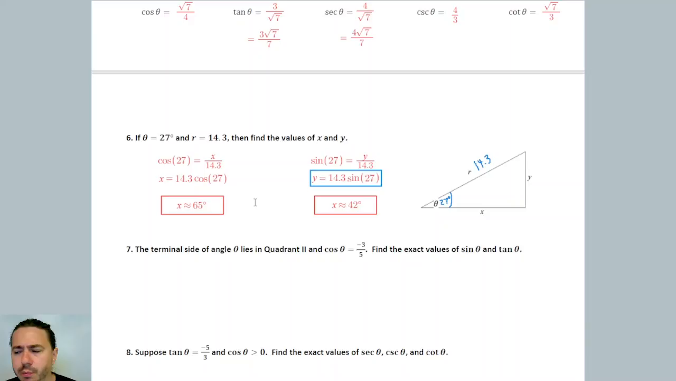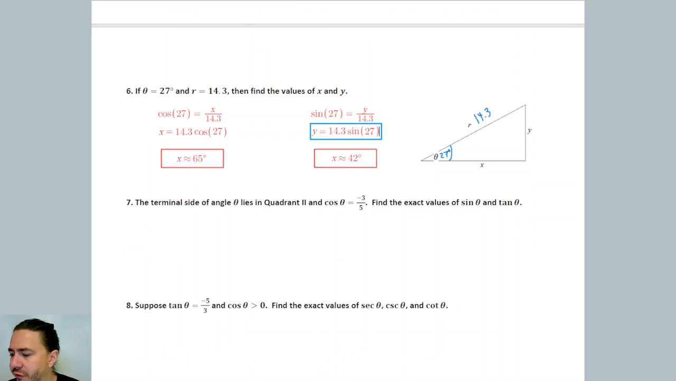Now this one doesn't give us any instruction as far as how to round. So since the side length that was given is to 1 decimal place, I guess we'll just go with that. You can do 3 decimals. I'm not really picky about that kind of stuff. 14.3 times the cosine of 27. Oh, you can't see my calculator. Let's bring that back.